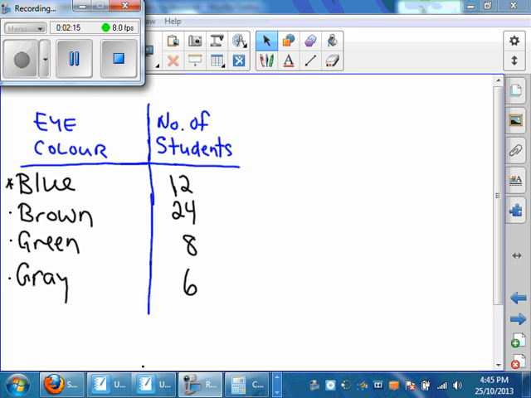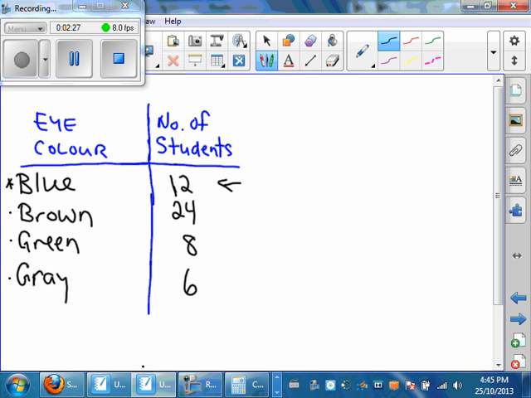So now we want to say, okay, if this is how many students have each color, what percentage of these students have these color eyes? Let's take a look at the first one. For blue eyes, there are 12 students. Before we can calculate what percent of the students have blue eyes, we first need to know how many students we actually polled. So first we're going to add these together to find out how many total students we have. When we add this up, we can see that there are, in fact, 50 students.